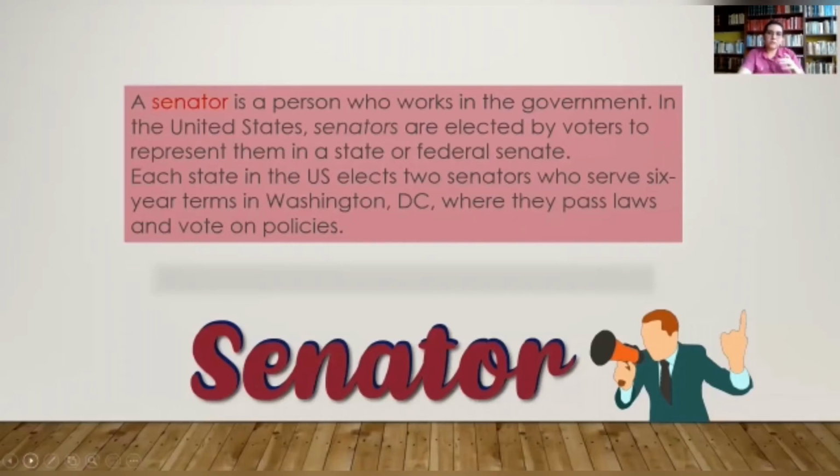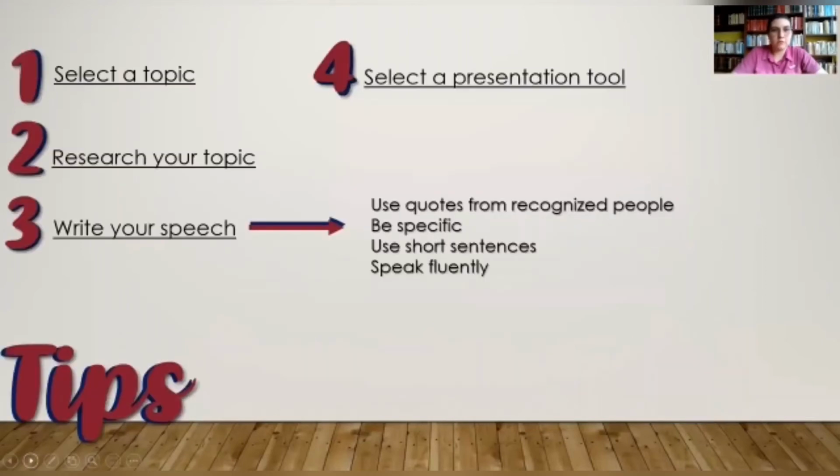Well, let's continue. In the United States, senators are elected by voters to represent them in a state or federal senate. Each state in the United States elects 2 senators who serve 6-year terms in Washington, D.C., where they pass laws and vote on policies. That's it. A senator is a public servant that creates the laws in the United States.